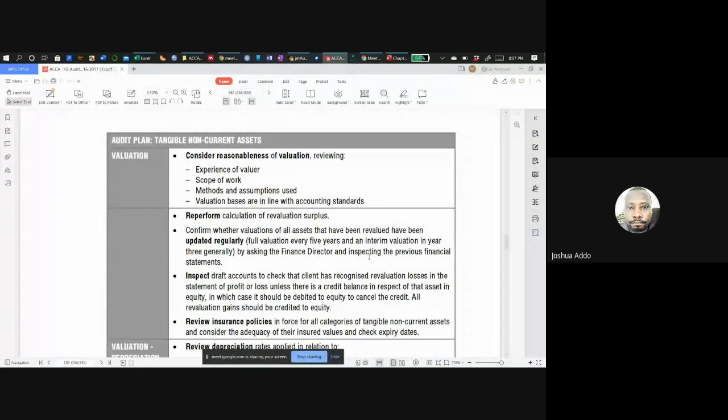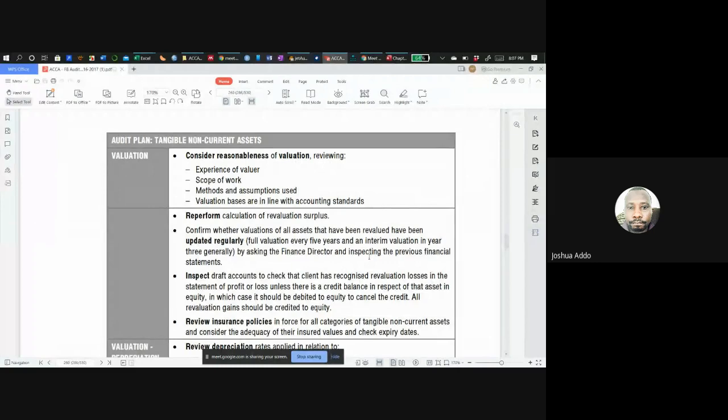generally. This is just like an example. By asking the finance director and inspecting the previous financial statement. Let me just summarize that. That one is saying that once we have the process of revaluation, they normally have a policy of revaluation every 5 years, every 3 years, let's say every 10 years. It depends on the classes of assets. So if that is what is happening in the organization, you have to check that once the revaluations are done, you have to go and adjust the figures in the accounts to reflect the revalued figures. And the auditor needs to confirm that those things are done.